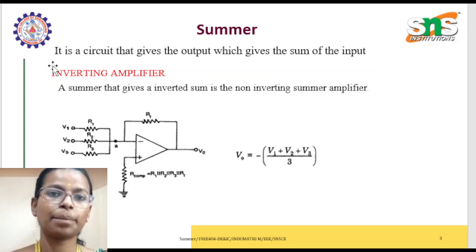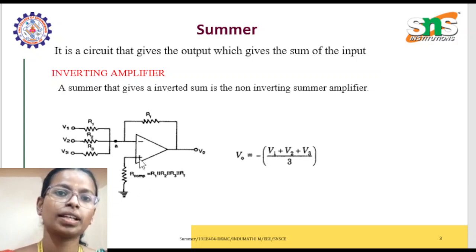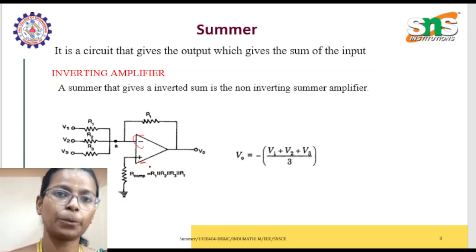Normally in an operational amplifier we have two terminals, right? One is the inverting terminal, and the other is the non-inverting terminal. The inverting terminal is represented by the minus symbol and the non-inverting terminal by the positive one. In an inverting amplifier, n number of inputs, whether 2, 3, or 4, are given to the inverting terminal.